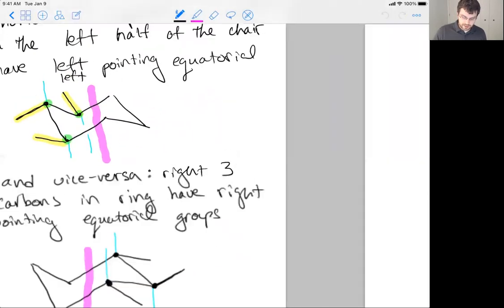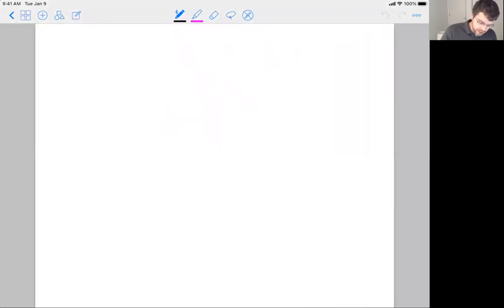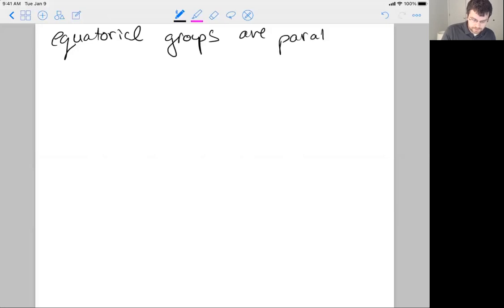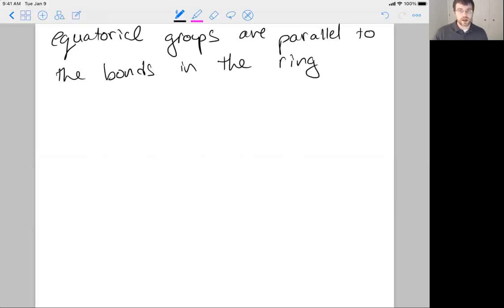There's another point that I want to make about equatorial groups, and equatorial groups are parallel to the bonds in the ring. So not only are they down and to the left, down and to the right, that sort of thing, but they're parallel to the bonds within the ring. And it's the bonds that are 2 bonds away. Okay, it's a little cumbersome.